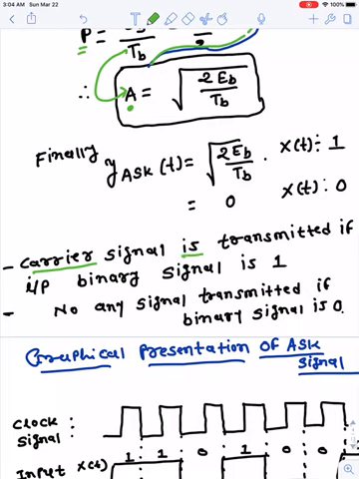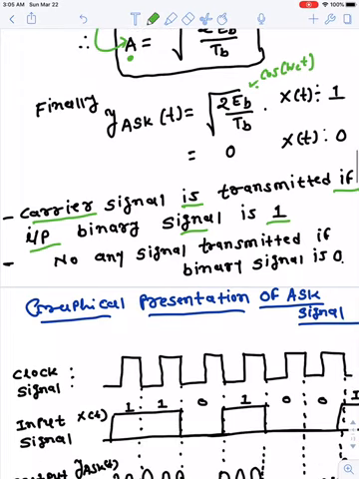The carrier signal is transmitted if the input binary signal is 1. So if the input x of t is 1, the output of the modulator is simply the carrier signal with the amplitude square root of 2 EB by TB, multiplied with the cos omega ct, right? So here there is one more term you can consider, which is multiplied with the cos omega ct.